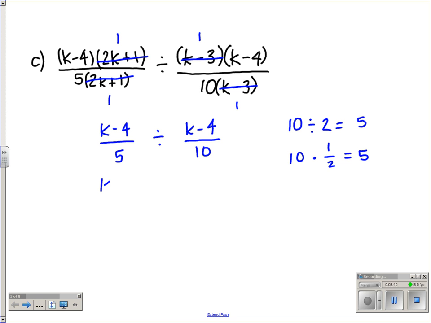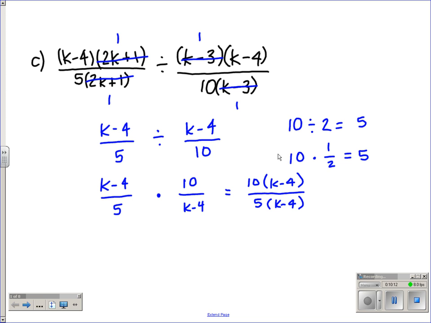So k minus 4 all over 5 there. When we multiply, we're going to multiply by the reciprocal of our 10 over k minus 4. So when we do that, we're going to end up with 10 times the quantity of k minus 4 over 5 times the quantity of k minus 4.